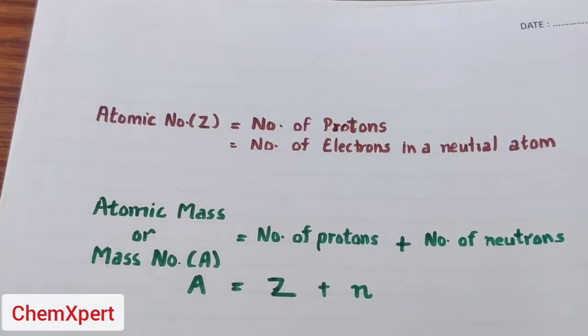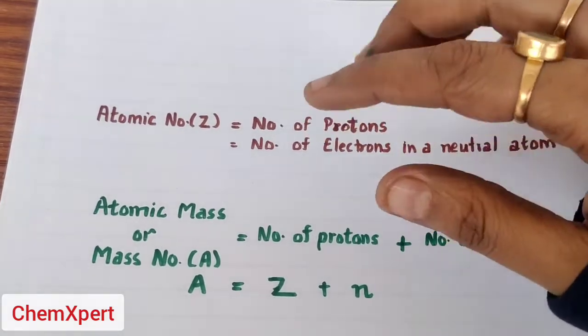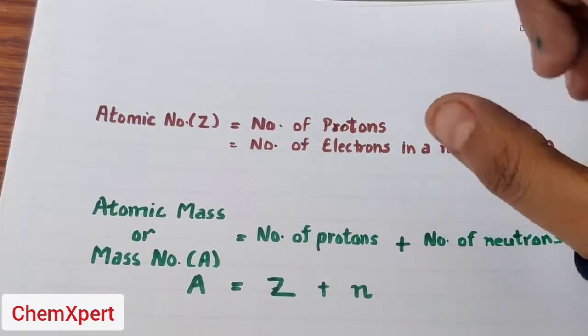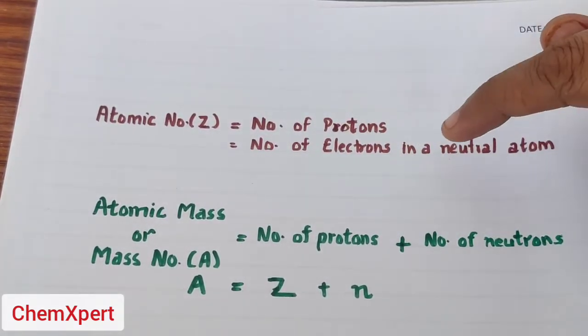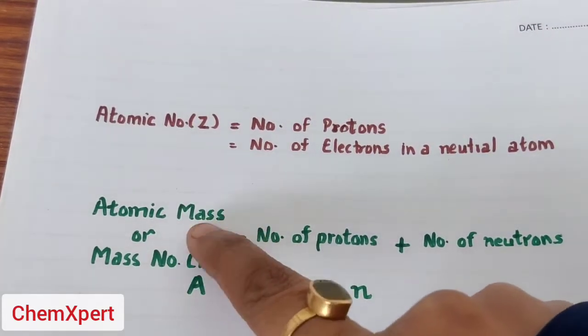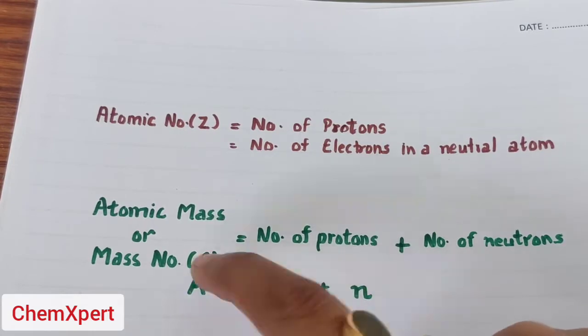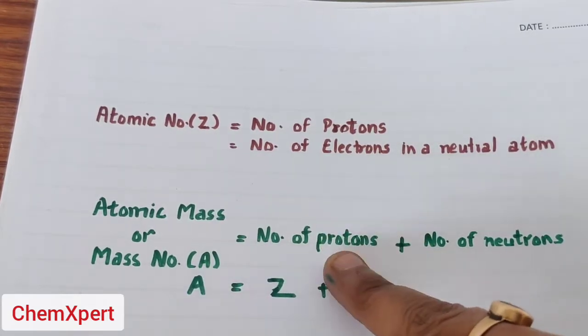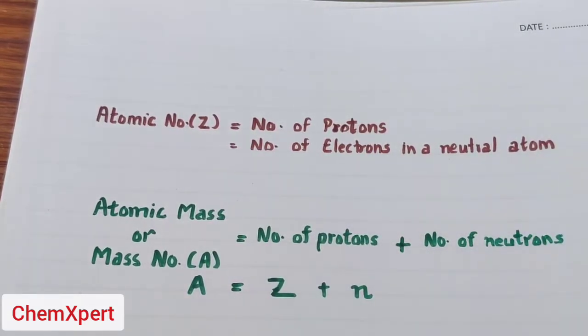The generalized statement for the covered topic is that atomic number is equal to the number of protons, or we can say the number of electrons in the neutral atom, whereas mass number or atomic mass, represented by the symbol A, is equal to the sum of protons and neutrons.